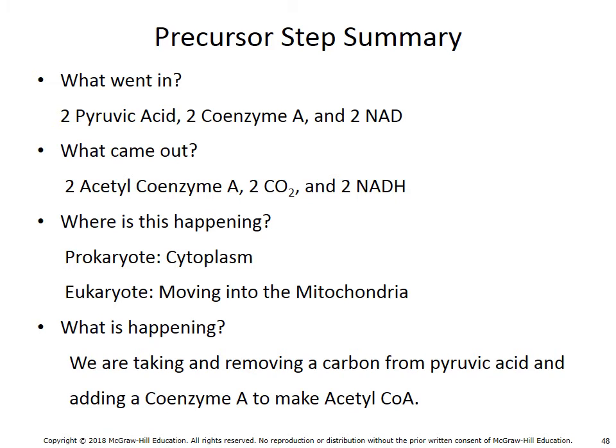Where is this going to happen? Well, in prokaryotes, it's going to happen in the cytoplasm, but in eukaryotes, this is in transition into the mitochondria. And then what is happening? The simplest way to put it is we're removing a carbon from pyruvic acid and adding a coenzyme A to make the acetyl-CoA, which goes into the Krebs cycle.